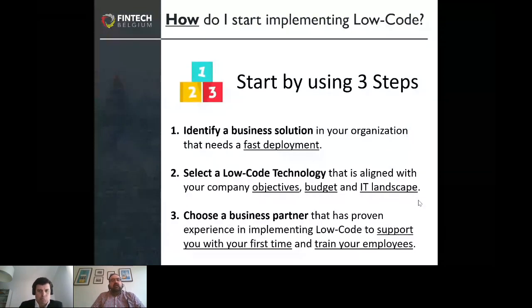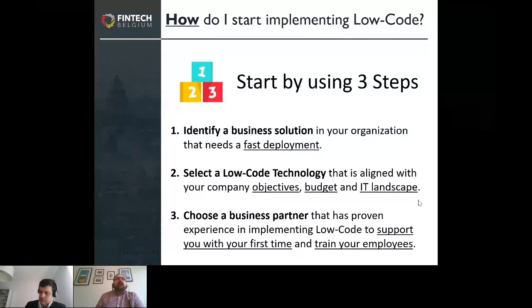Then select a low code technology. There are several, we will talk about it, that is aligned with your budget, with your objectives, with your IT landscape. If you prefer this type of rent to that type of rent, you will find it. And then also choose a business partner that has proven experience implementing that, because that will make it faster and more definitely assure quality. And at the same time, you will have the possibility of training your own employees in your organization.